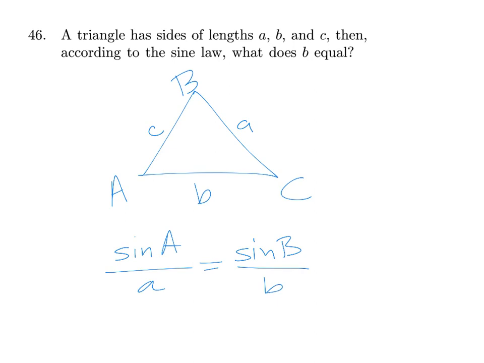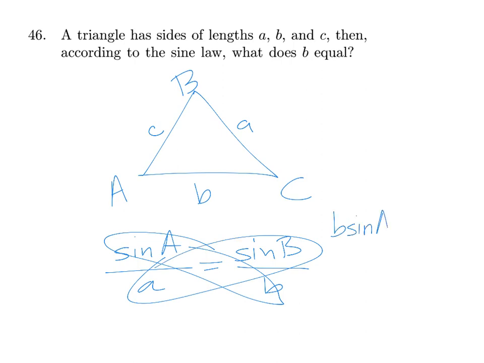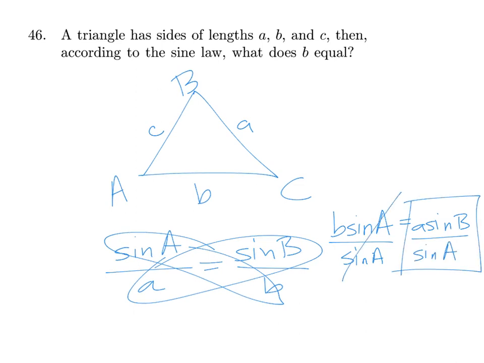So if I'm solving for b, I'm going to cross multiply here and have b sine of A is equal to a sine of B, and I'll divide by sine of A. So this is just one example of a correct answer. Alright, that's all there is to it.